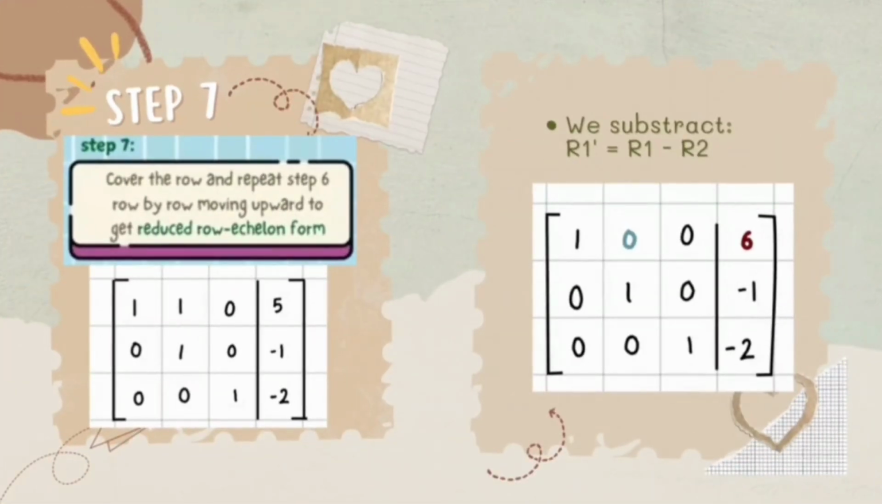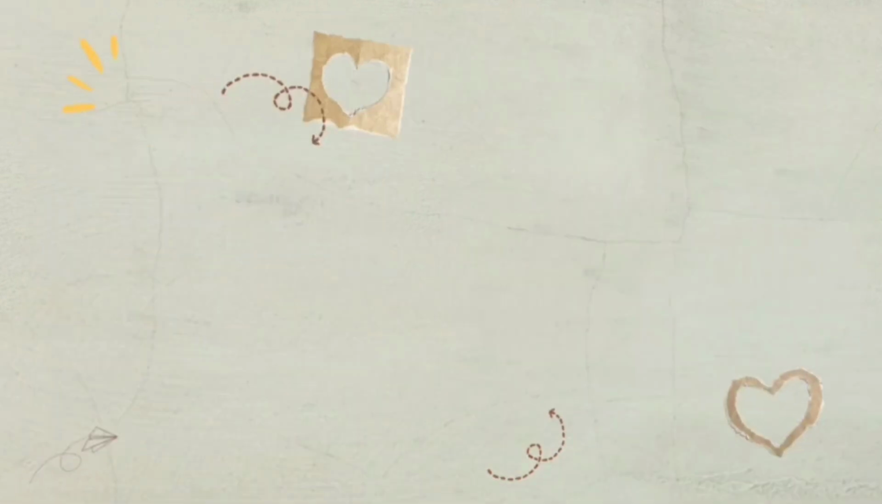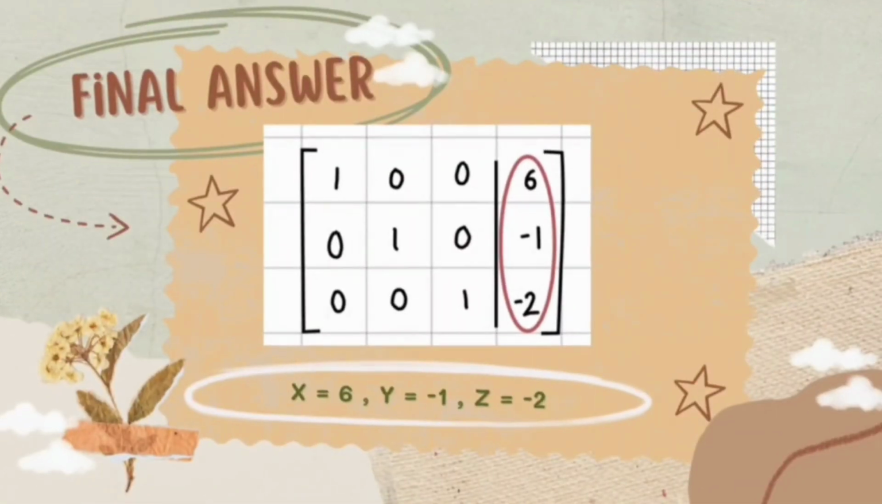Last but not least, for step 7, we need to cover the row and repeat step 6 row by row, moving upward to get the reduced row echelon form. So new R1 equals R1 minus R2. Now, since we have completed the 7th step of the Gauss-Jordan elimination method, we have the final answer, which is x equals 6, y equals -1, and z equals -2.